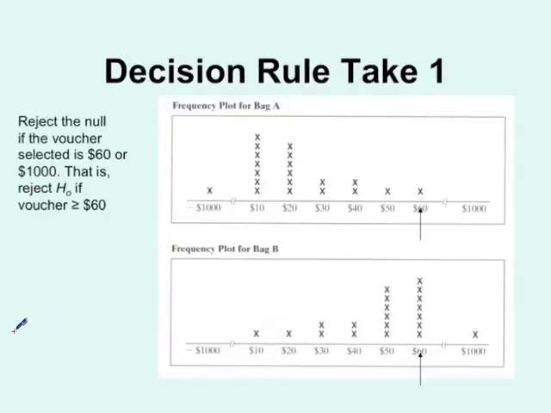The decision rule we're going to roll with is we'll reject the null hypothesis if the selected voucher is $60 or $1,000. That is, if the voucher is greater than or equal to $60, we'll reject the null hypothesis. Okay? Now let's think about that for a second. That makes a fair amount of sense here.